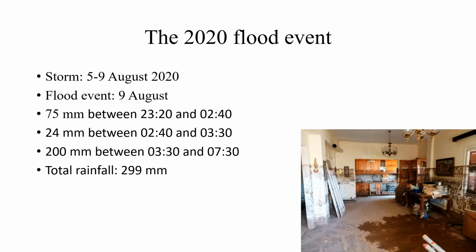The main flood event in Evia occurred on Sunday, 9 August. In particular, the meteorological station of Steni recorded 75 mm rainfall between 23:20 and 2:40, 24 mm between 2:40 and 3:30, and 200 mm between 3:30 and 7:30, reaching a total of 299 mm.